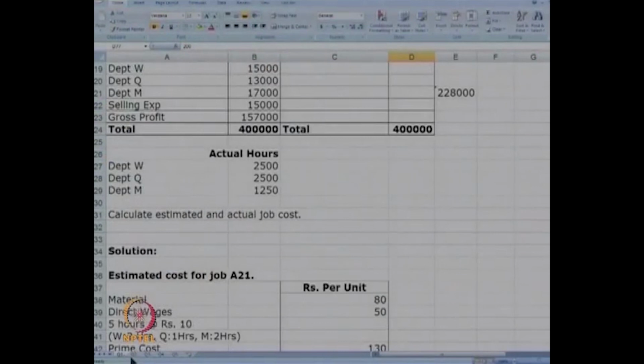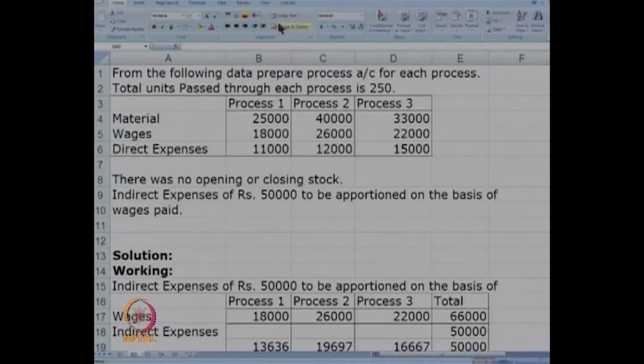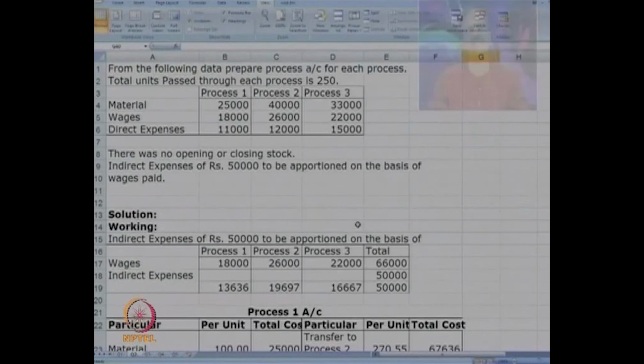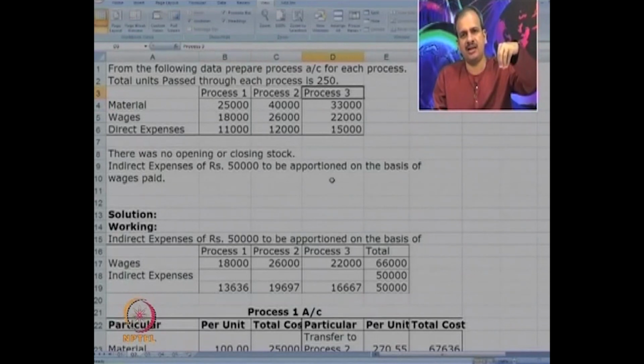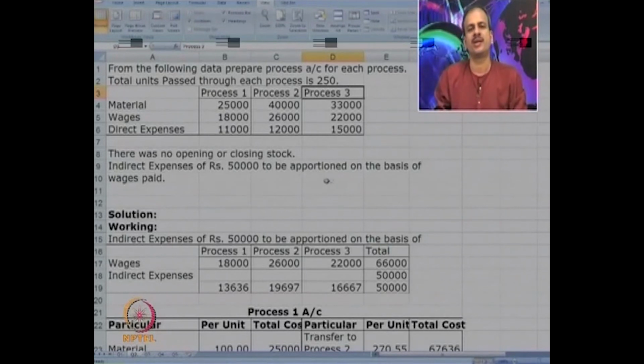So now have a look at case number 2. Please read the case carefully. From the following data we are required to prepare process accounts. The total units produced are 250 and the same number of units have passed through all the processes, and the material, wages as well as direct expenses are given for process number 1, 2 and 3. Essentially the material is put in at the beginning of process 1, it passes through process 2, it passes through process 3 and it comes out. So there is no opening or closing stock.